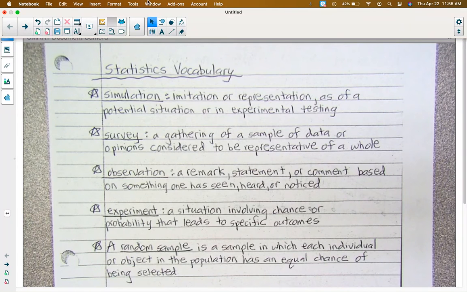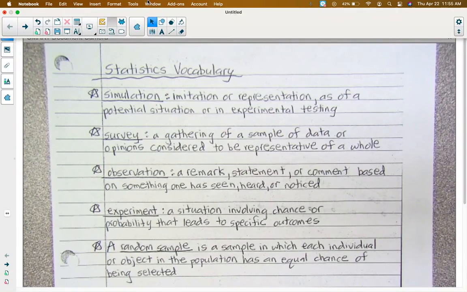So here are some vocabulary words. Simulation is an imitation or representation of a potential situation or experimental testing. So it's not the real thing, it's just kind of representing, make-believe, what you think will happen in an actual experiment. A survey is a gathering of a sample of data or opinions considered to be representative of a whole.